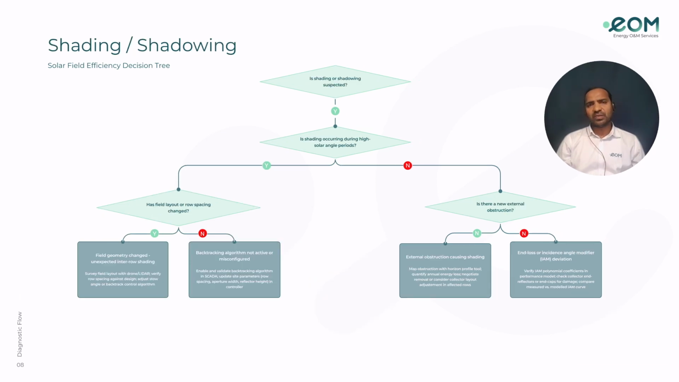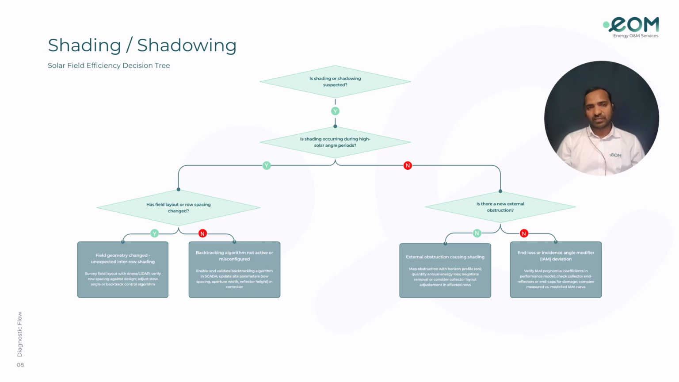So the final section of the diagnostic framework focuses on shading and shadowing effects. We begin by determining whether shading is actually suspected as a contributor to efficiency loss. One important distinction is whether the shading occurs during high solar angle periods. If shading appears even when the sun angle is favorable, the next issue often relates to field geometry or external obstructions.